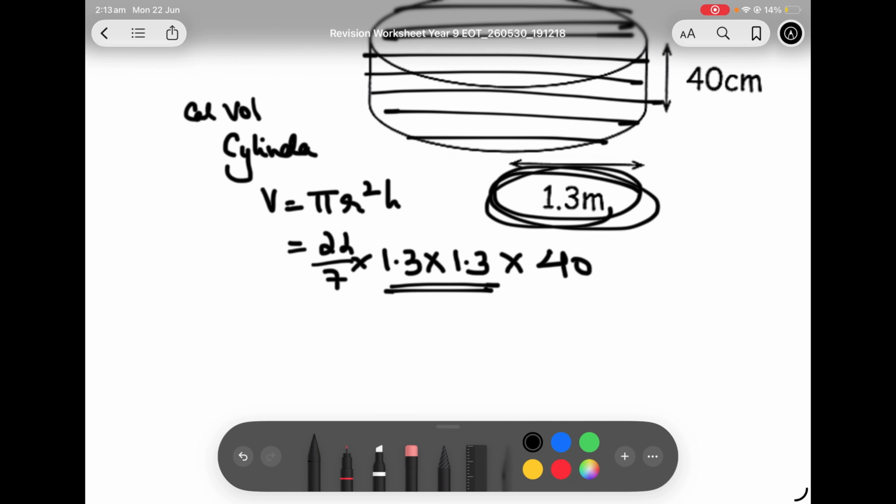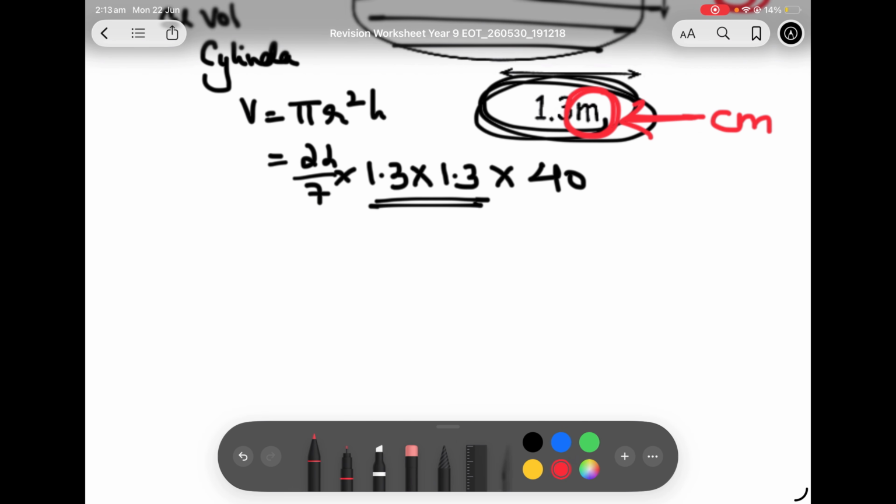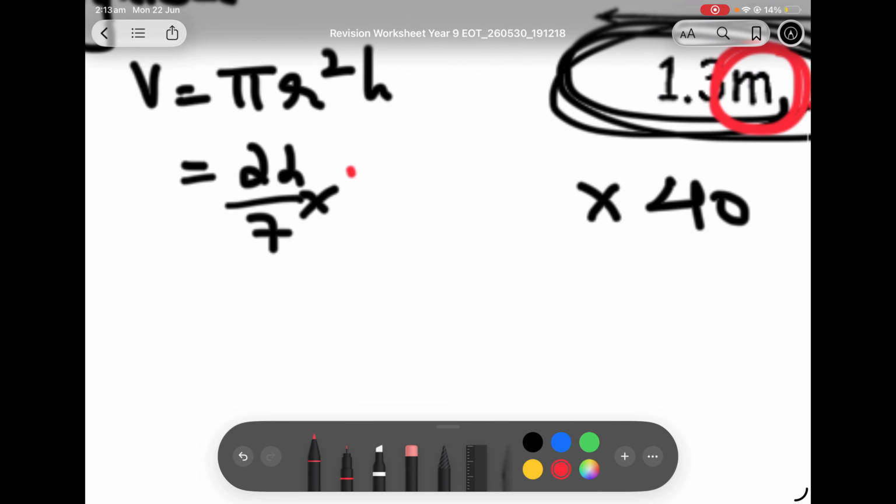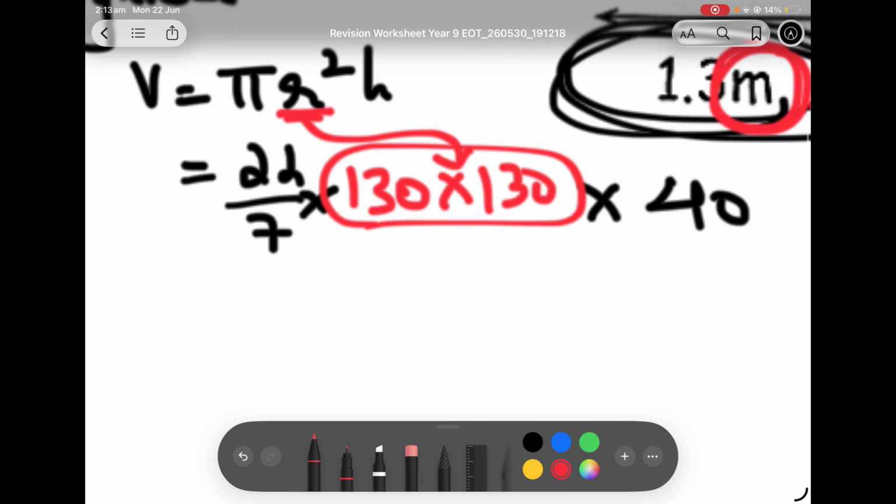Now here there is one more big catch. What is the catch? One of the units is in meters and the other is in centimeters. So I have to convert this also into centimeters, and when I do that, it becomes 130, not 1.3. It becomes 130 centimeters. 130 into 130. Why? Because I have a square here. So this is what I would get.